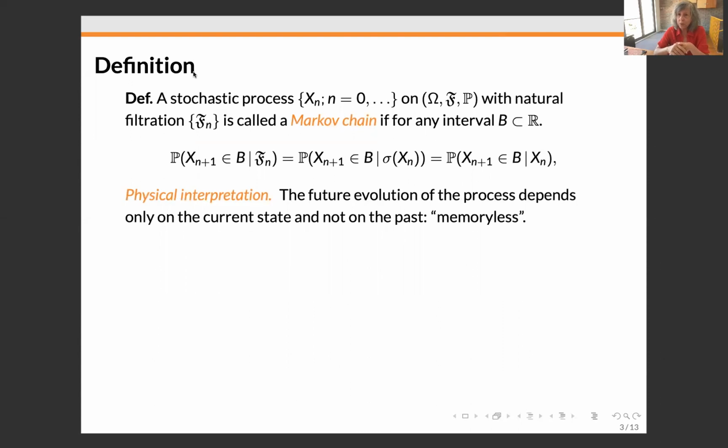A stochastic process on a probability space with a natural filtration curly Fn is called a Markov chain if for any subinterval of the reals, the probability that the process xn plus 1 is in that interval, given the whole history of the process, is the same as the conditional probability given only the current state.